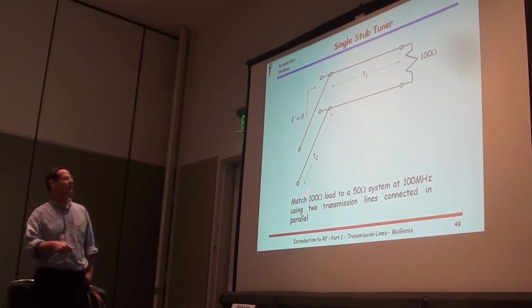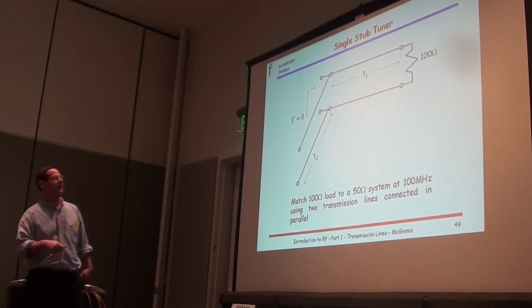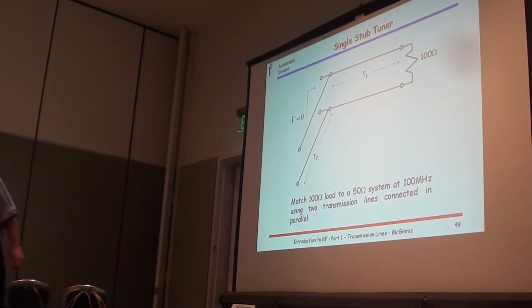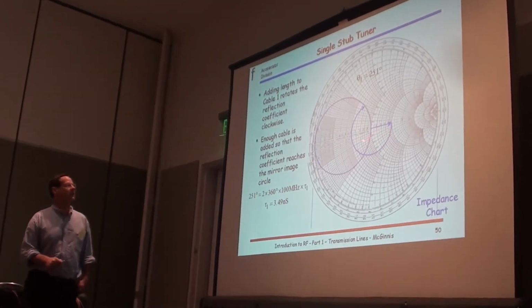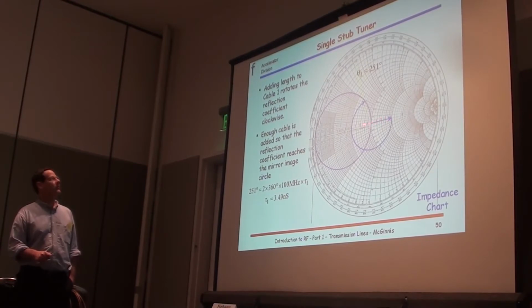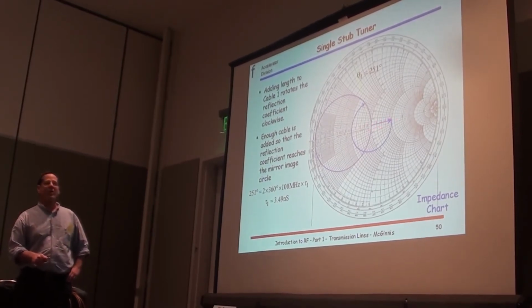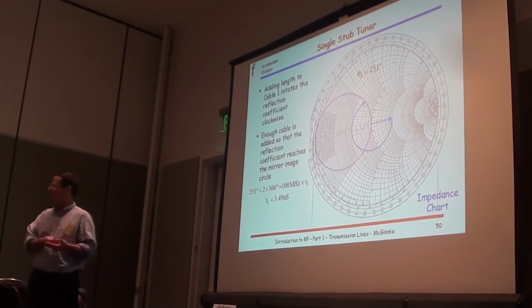Now again, we're going to match a 100 ohm load to a 50 ohm system at 100 megahertz using two transmission lines connected in parallel. So we have a length tau 1 and a length tau 2. The first thing you're going to do is plot your reflection coefficient. Remember it was 100 ohms that went to here, and we already picked the configuration: we're going to put something in parallel.